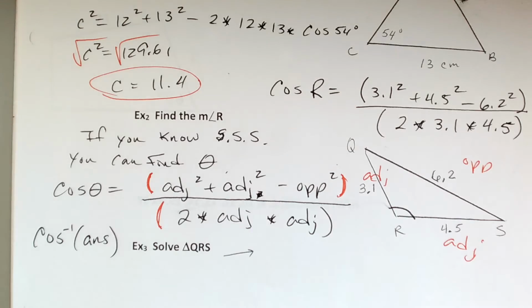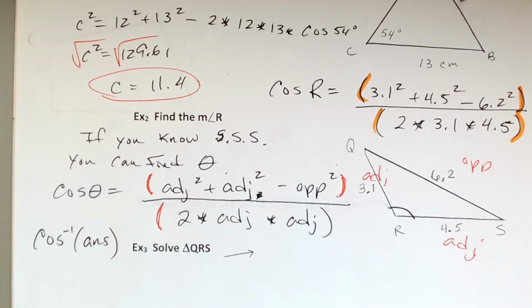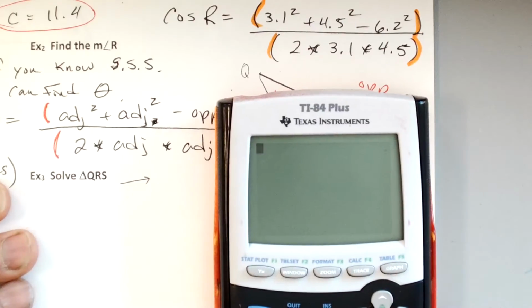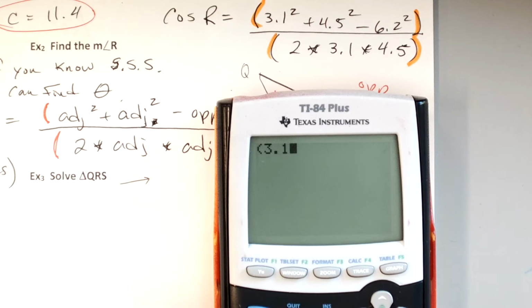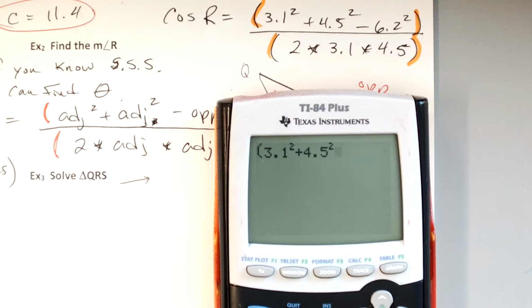Okay, now I'm going to emphasize again the parentheses are really important. And you guys are smart. You know why they're important. I need the entire top of this to be divided by the entire bottom. If I don't use the parentheses in my calculator, it's going to mess up, right? Okay, so here we go. I'm going to go ahead and put this in. So let's go parentheses. You have to have parentheses, okay? 3.1 squared plus 4.5 squared minus 6.2 squared, parentheses, divided by parentheses, 2 times 3.1 times 4.5, parentheses.